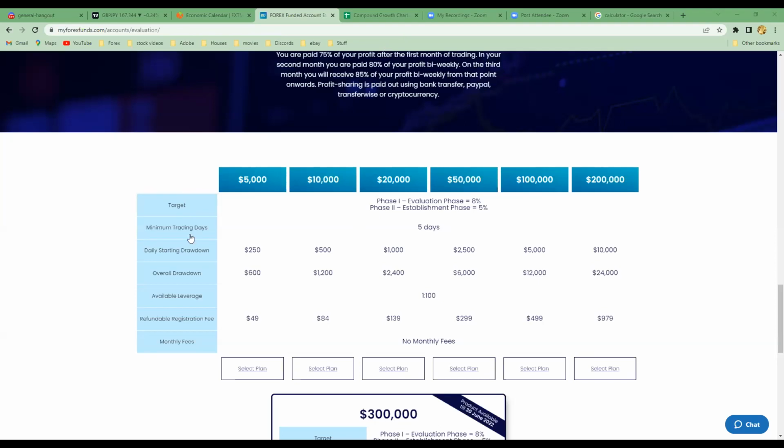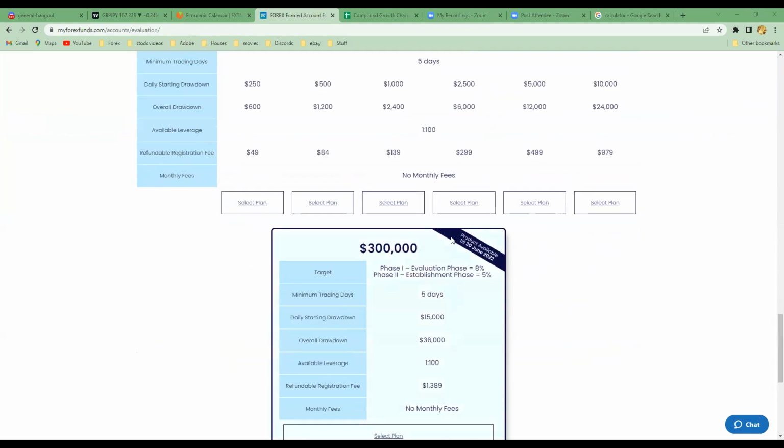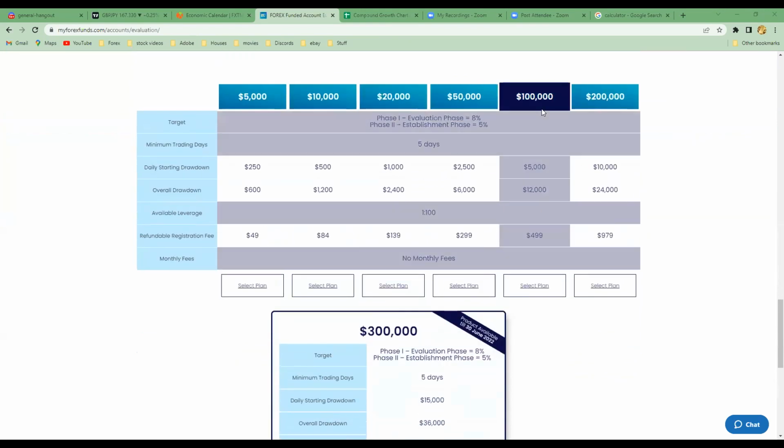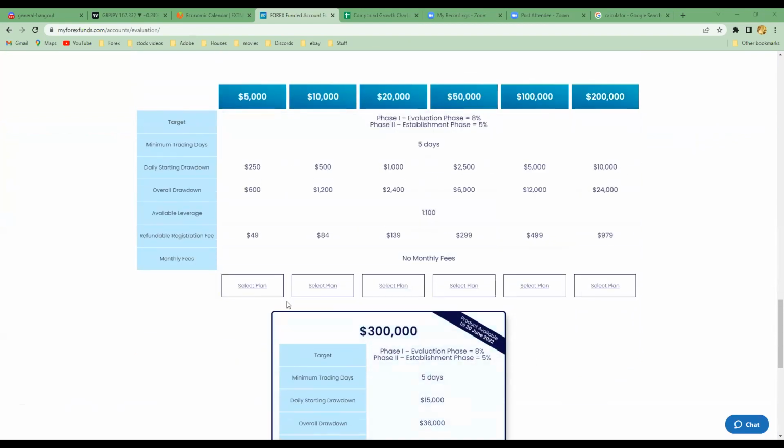So now we're on My Forex Funds here. You can get yourself a 5K account, 10K, 20K, 50K, 100K, 200K, or 300K for a limited time. It's going to expire then, because obviously it's discounted. You'll get a cheaper price if you just get that, basically, instead of getting 100 and 200.